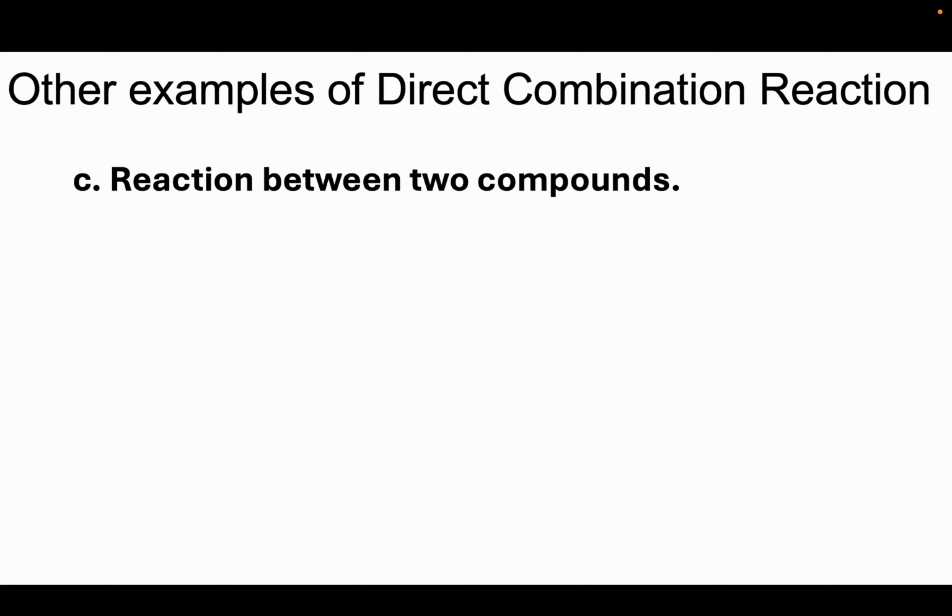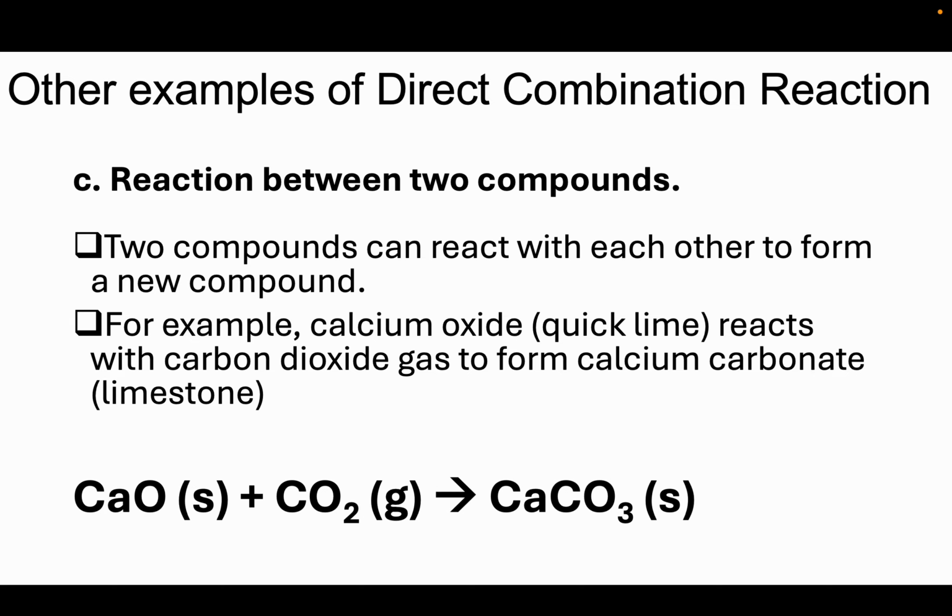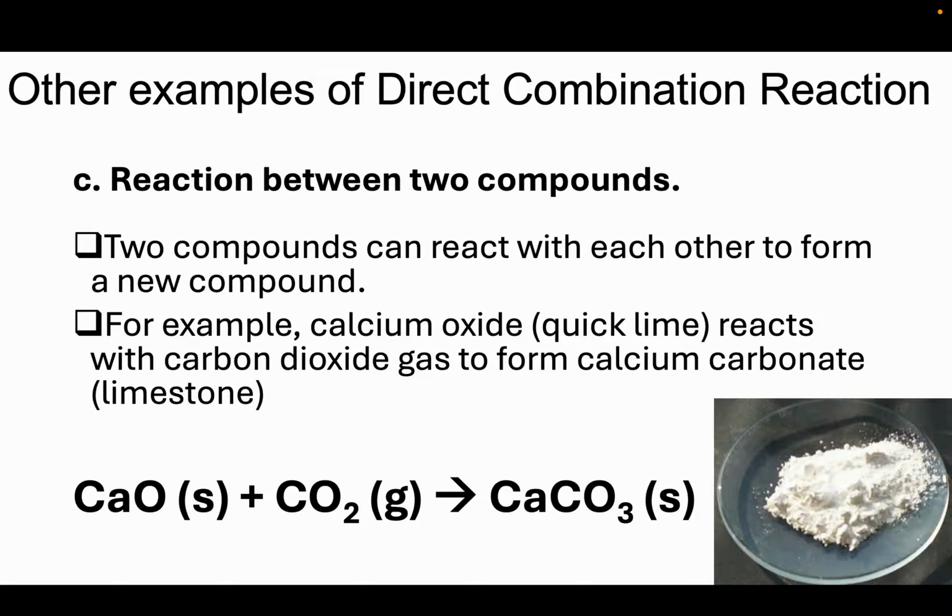Pwede ito siya. Letter C, reaction naman between two compounds. So two compounds can react with each other to form a new compound. For example, calcium oxide. Okay, so it is a compound. It reacts with carbon dioxide gas, and the resulting product is calcium carbonate. Okay, so this is the picture.